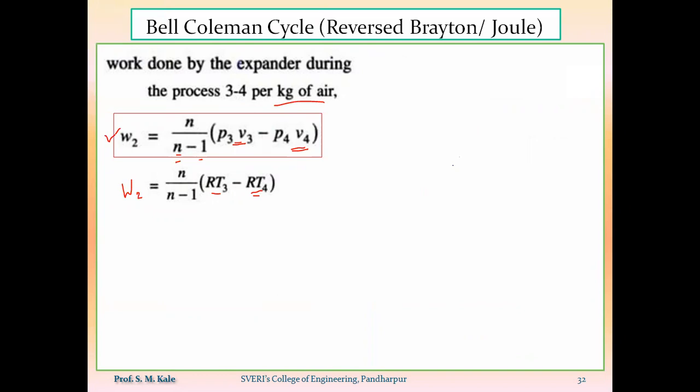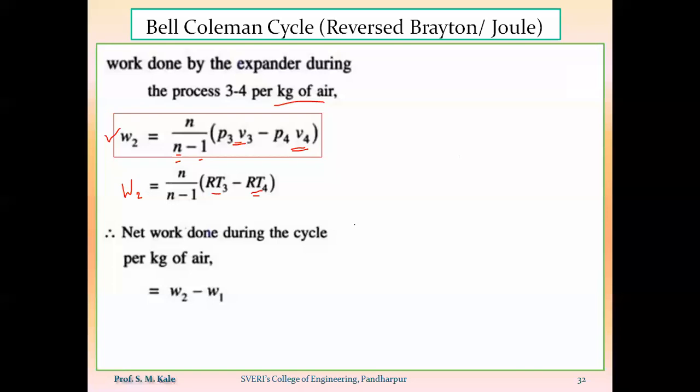Now, as we know, work done on the compressor has a higher value as compared to work obtained from the expander. That's why net work done during the cycle per kg of air will be obtained by using the formula net work done is equal to W1 minus W2. If we had taken W2 minus W1 there instead, what would have happened? Please pay attention.